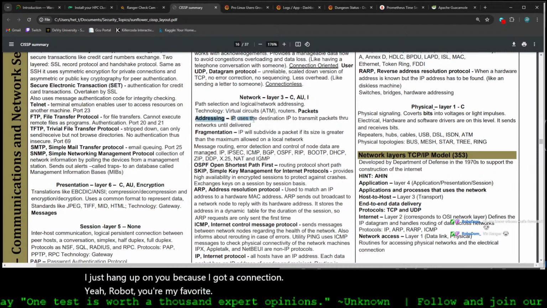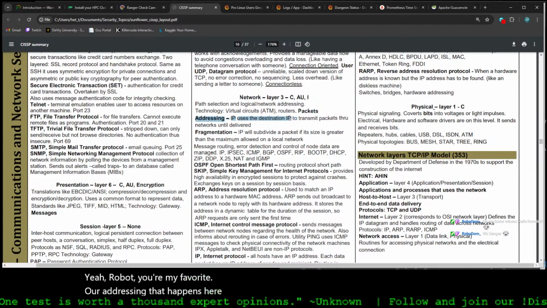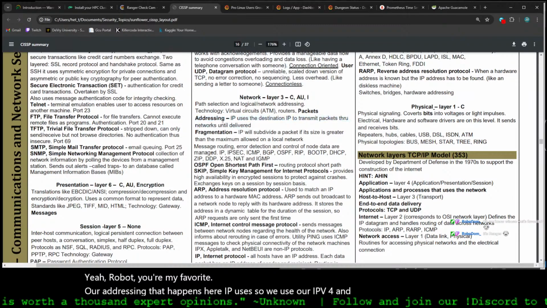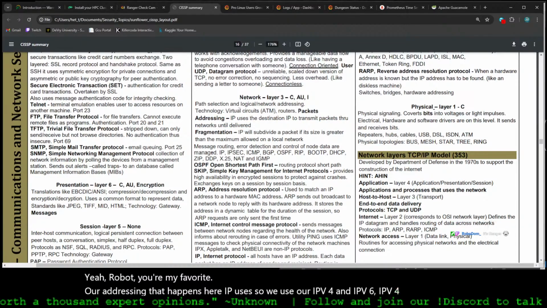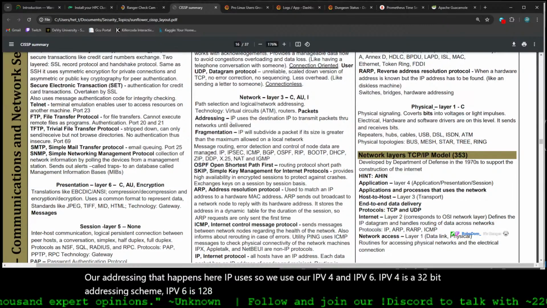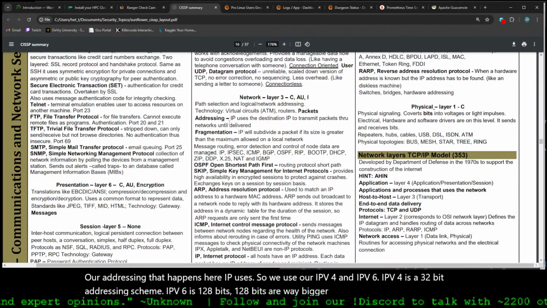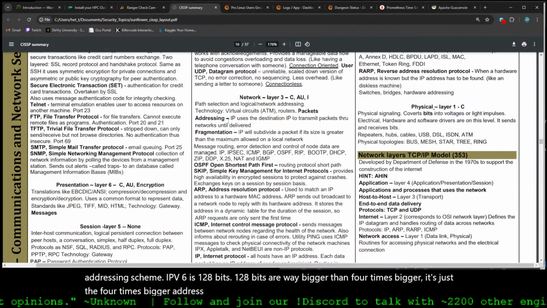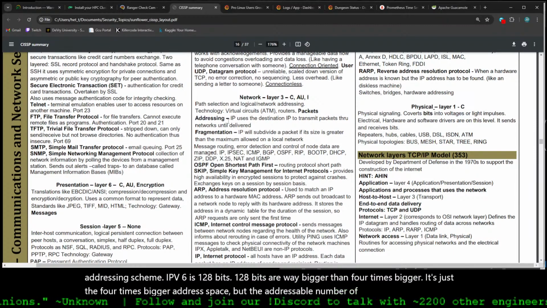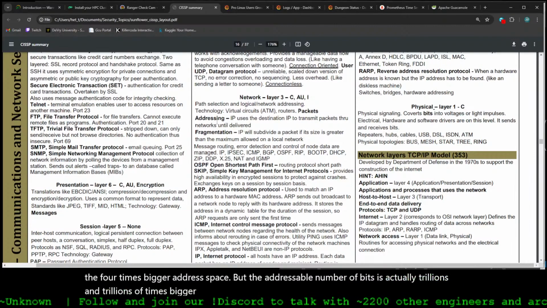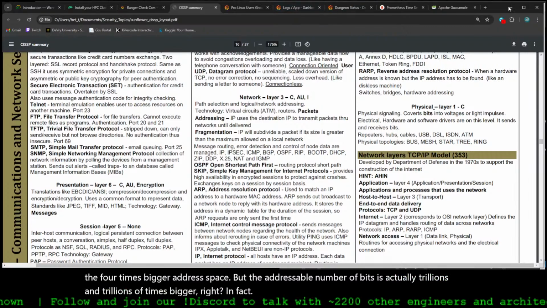For the addressing that happens here, IP uses IPv4 and IPv6. IPv4 is a 32-bit addressing scheme. IPv6 is 128 bits. 128 bits is just 4 times bigger in bit length, but the addressable space is actually trillions and trillions of times bigger, right?